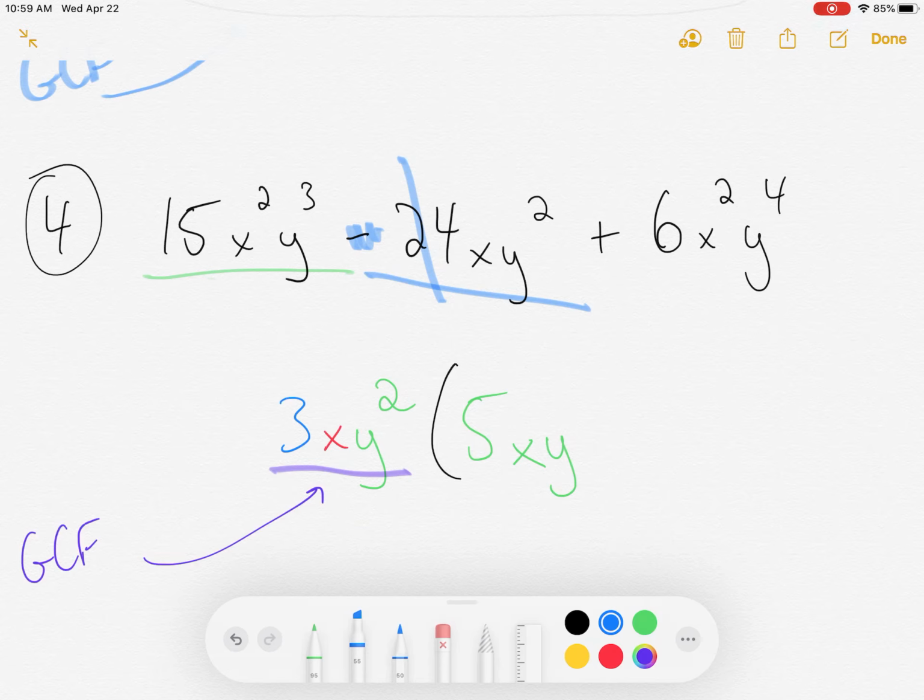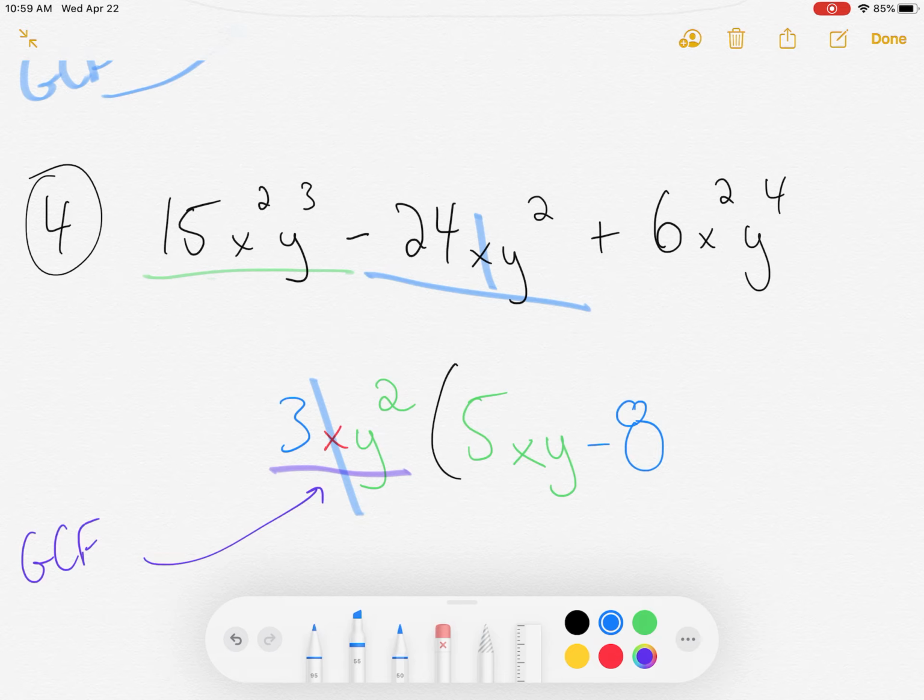Okay, I'm done with the green term. I'm going to move on to the blue term. So I have a negative 24. I'm going to divide it by 3. You can use a calculator if you want. What's negative 24 divided by 3? I'm going to put it right there. Negative 24 divided by 3. You should get negative 8.